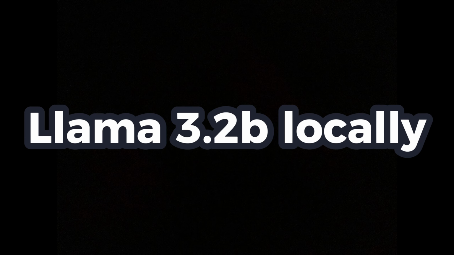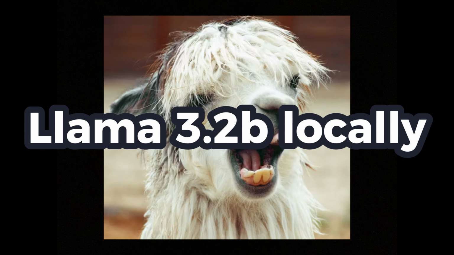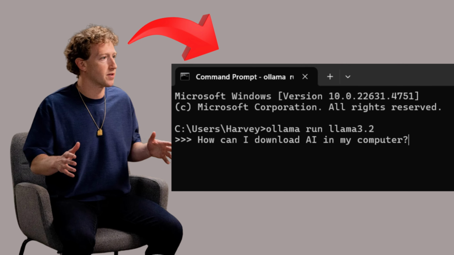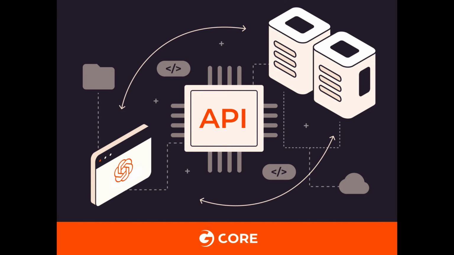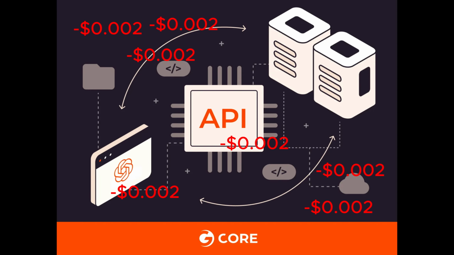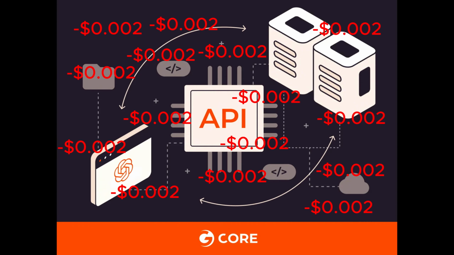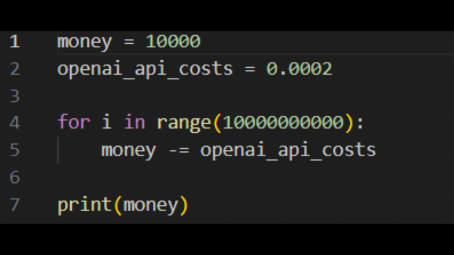Remember how we set up Llama 3.2b locally in the last video? Now let's make it actually useful for data science and stop paying for expensive API calls to OpenAI. Have you ever tried using ChatGPT's API for data analysis? Those API costs add up fast. $0.02 per 1,000 tokens might not sound like much until you're processing entire datasets.